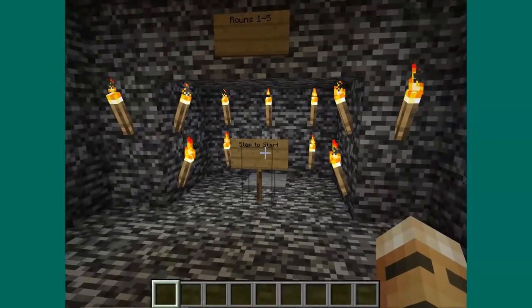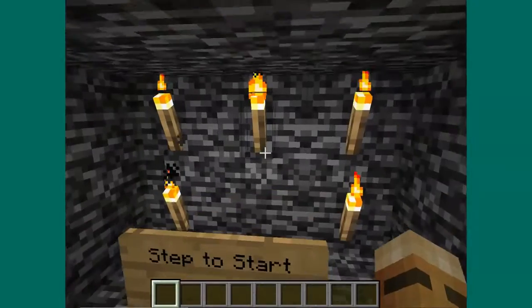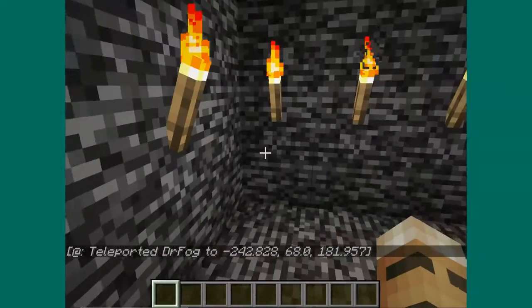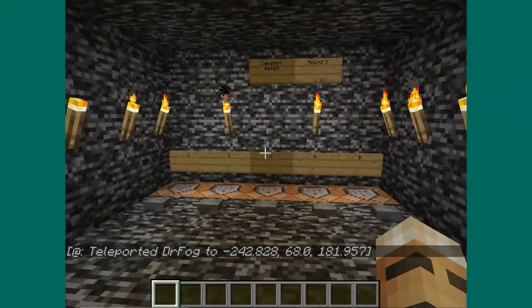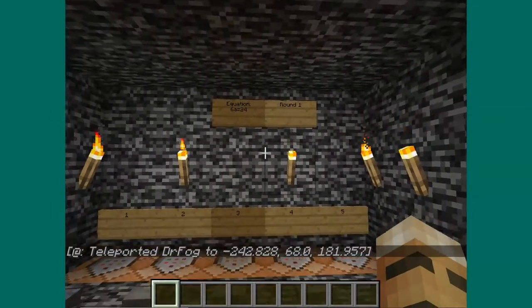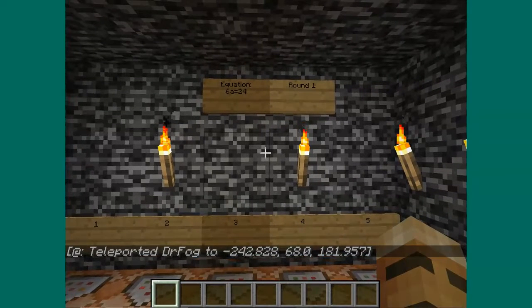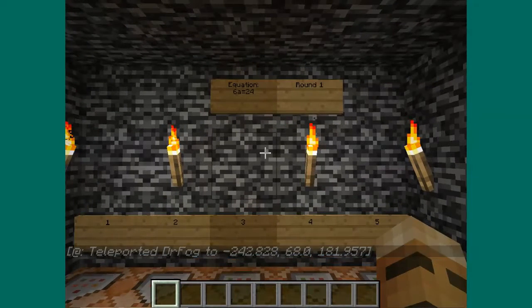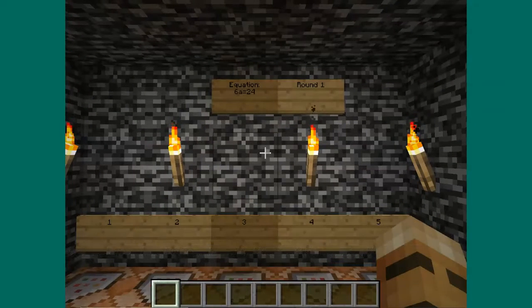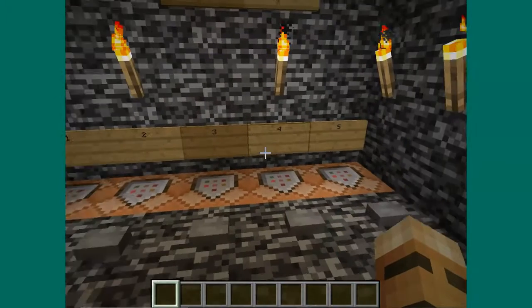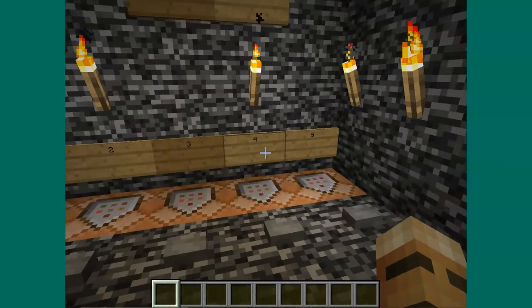Round 1 to 5. Step to start. Ooh. Okay. 6a equals 24. So what does a equal? 24 divided by 6, that would make 4.